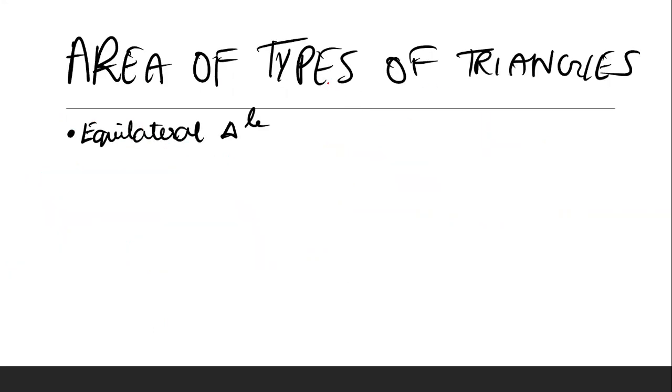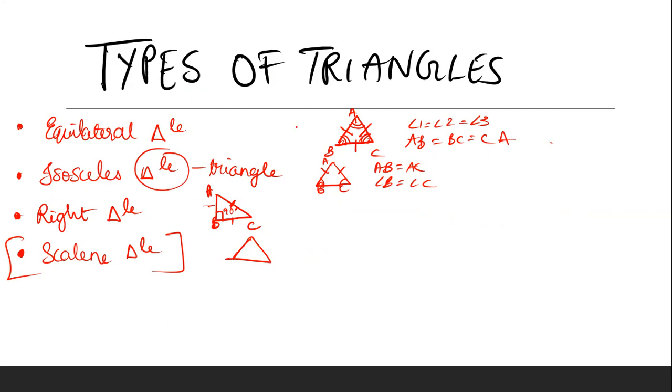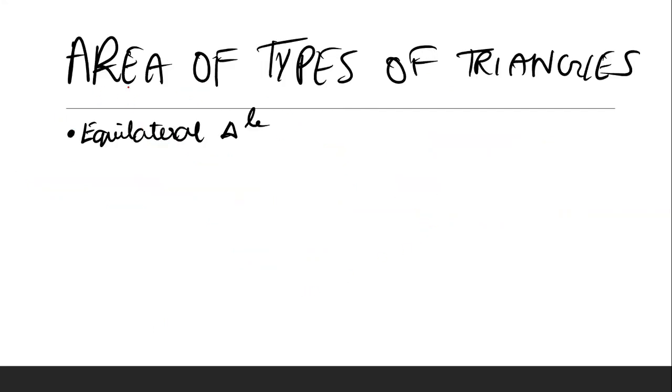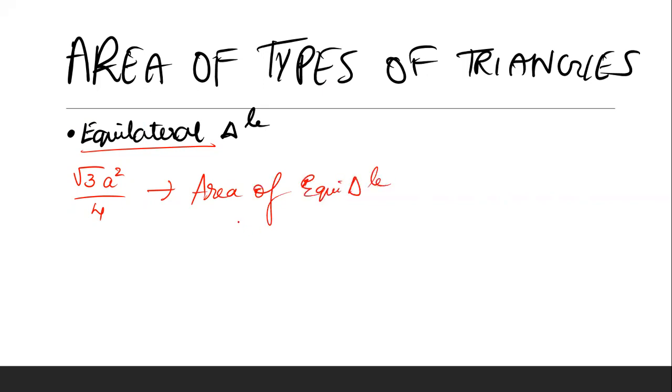So now we will be seeing the area of triangles. Firstly, let's see the area of different types of triangles. First, we'll start with the equilateral triangle. Usually for an equilateral triangle, we find out the area using root 3 a squared by 4. We use this formula to find out the area of an equilateral triangle, or we could even use half into base into height. Suppose we don't have the height, only the base is given, then how will we find out the height?